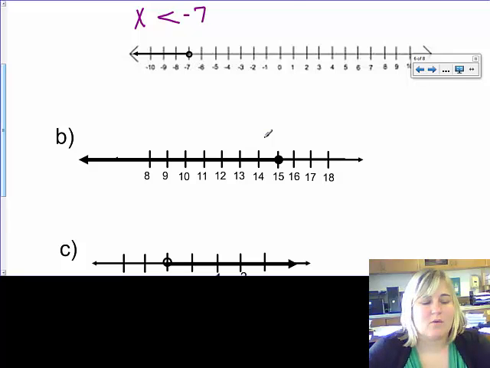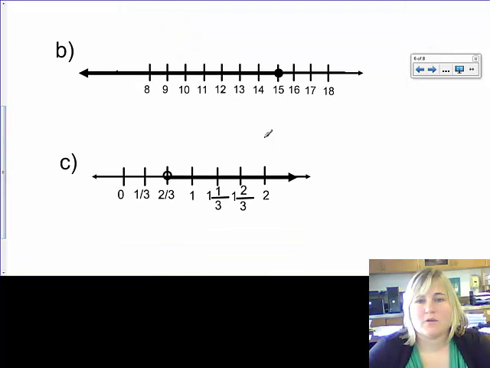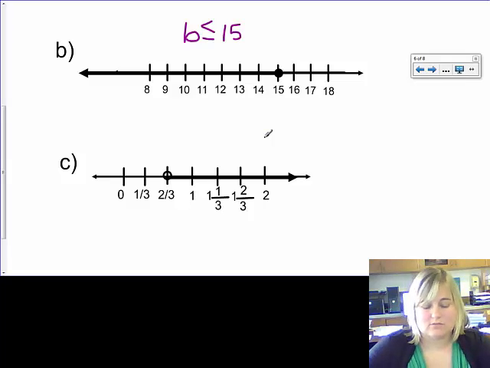I want you to try and do B and C on your own paper. So go ahead and pause, please. Okay, on B, I'm going to say that I'm talking about B this time. And the point that I'm talking about is obviously at 15. It's a closed circle, so I'm going to put the equal to symbol. And it's pointing to the left, so my sign must point to the left. So it's B is less than or equal to 15. Final answer.